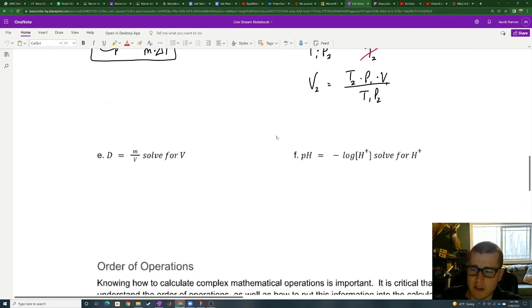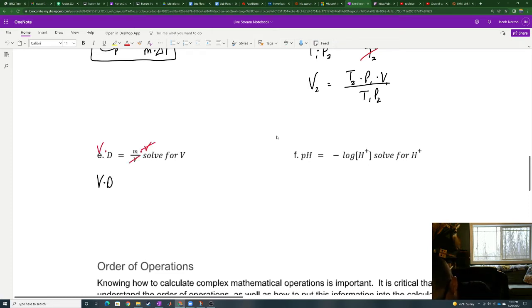E is just a variation on the problem we just did a couple minutes ago, the ABC problem. It's the same thing. This is just using the density equation. So we're looking for V. Once again, I don't want to solve for a variable that's in the denominator of something. So step one, let's get that V out from underneath the denominator. I can do that by multiplying. If I multiply by V, it's going to give me V times D equals M. And then basically same as before, if I divide out the D, just like that.